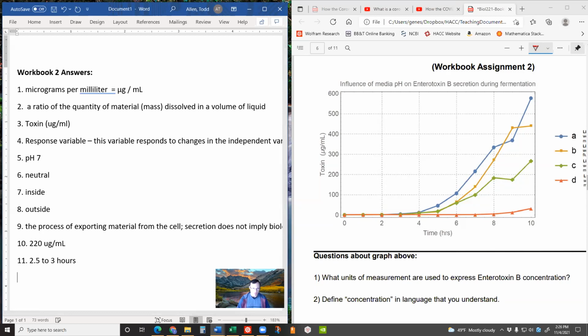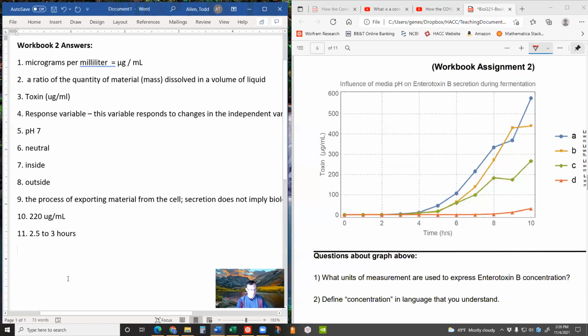Are there any problems? Anything we need to talk about so far? Are you okay? All right. Question 12. Which seems to be more inhibitory for enterotoxin B secretion, a basic or acidic pH? Hopefully you agree that it is basic pH. Basic pH is more inhibitory. Just compare line D to line C. Look at the secretion of line D there. It's at the floor.